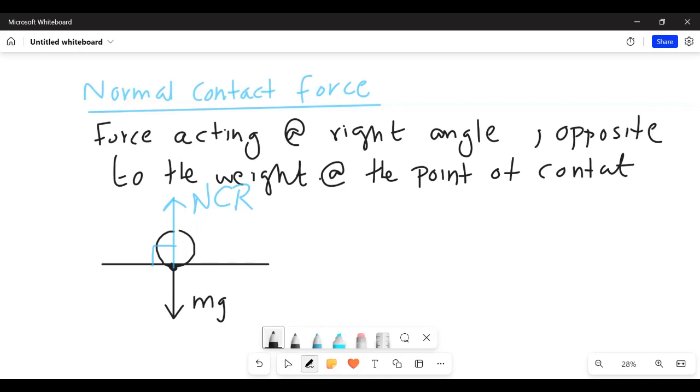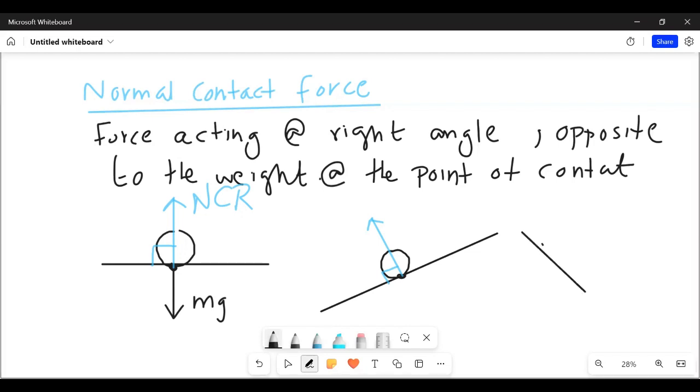So let's say that now a particle is placed on a slope. So then this is the contact. And the normal contact force is normal to the surface of contact. So it's going to be in this direction now. Similarly, let's say there's a slope like this, a particle, here's the contact. So the normal contact force would be in this direction.